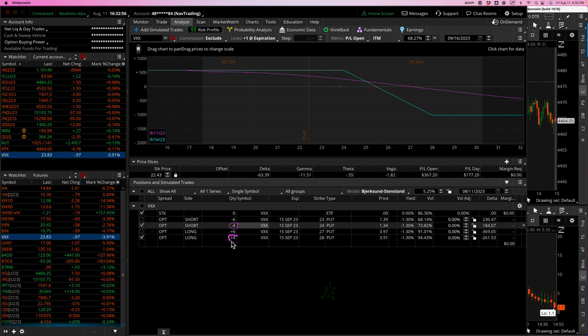So I started with five, and I have four. As soon as I got filled on one contract, the market sold off. So volatility started expanding again, and I didn't get filled on the full order. So still holding both of those. So that is it. That's all the trades.